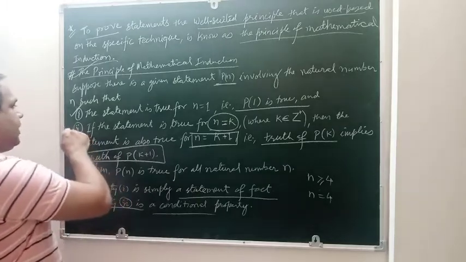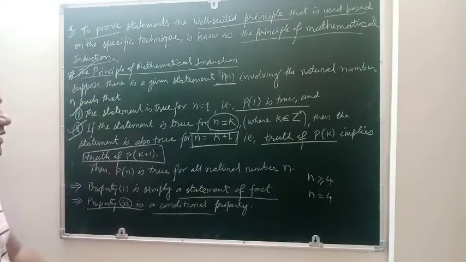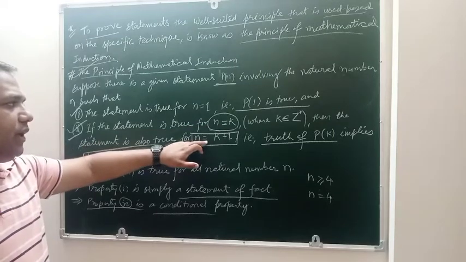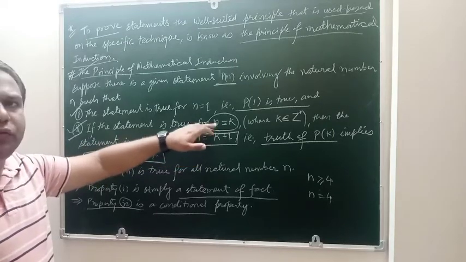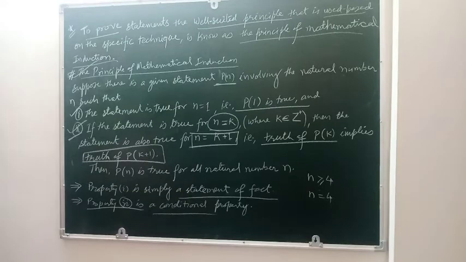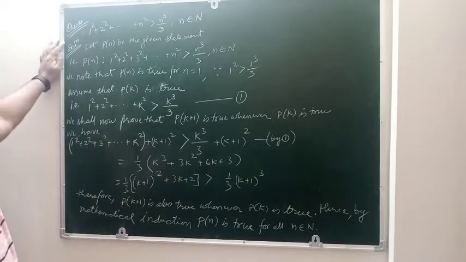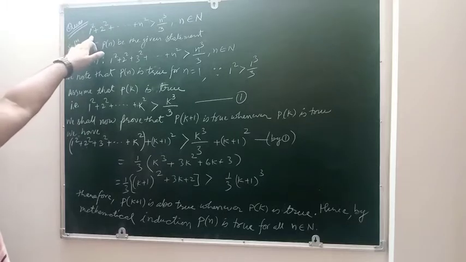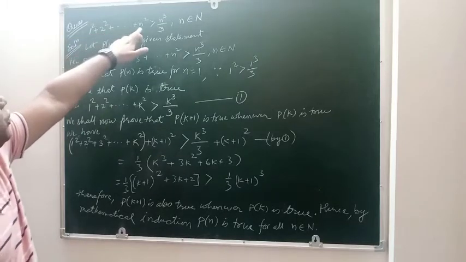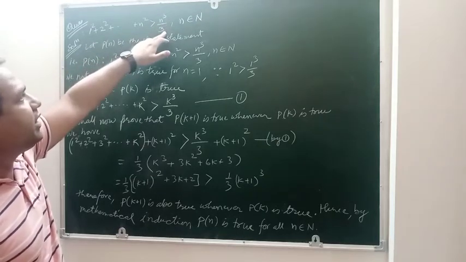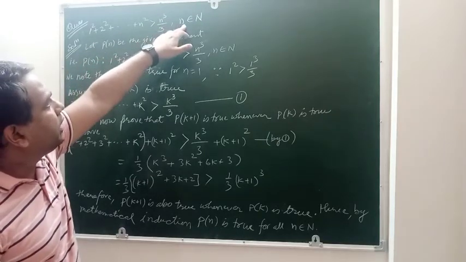This is a conditional property. If this is true for n equal to k, then definitely it will be true for k plus 1. We have to prove this one. So now let us solve some questions in this. Now we will see this example. To prove 1 square plus 2 square plus up to n square is greater than n cube divided by 3 for all n belonging to the natural numbers.